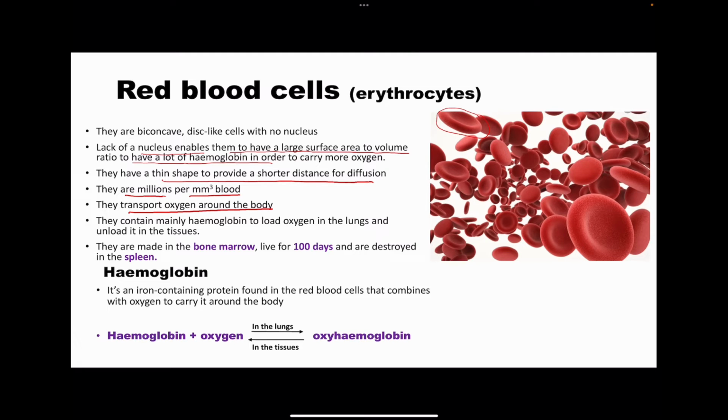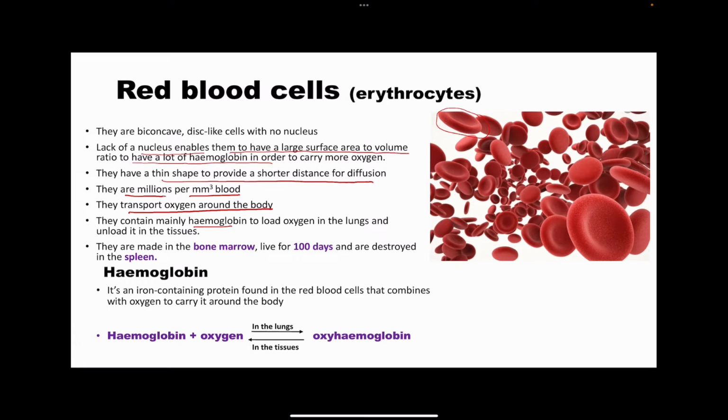Red blood cells contain hemoglobin that loads oxygen in the lungs, and then unloads or offloads oxygen when the blood reaches the tissues. Red blood cells are made in the bone marrow, and they live for about 100 days, and they are destroyed in the spleen. So that is all to know about red blood cells.